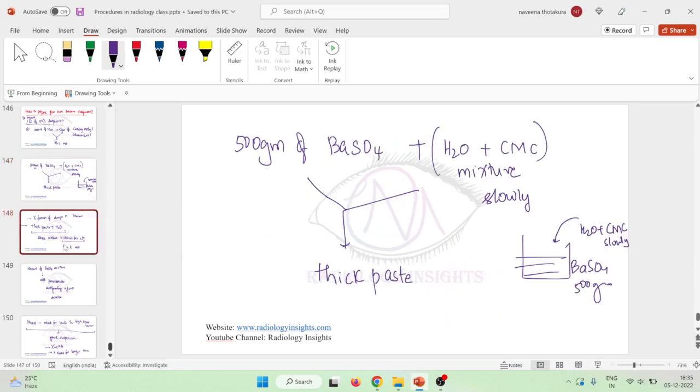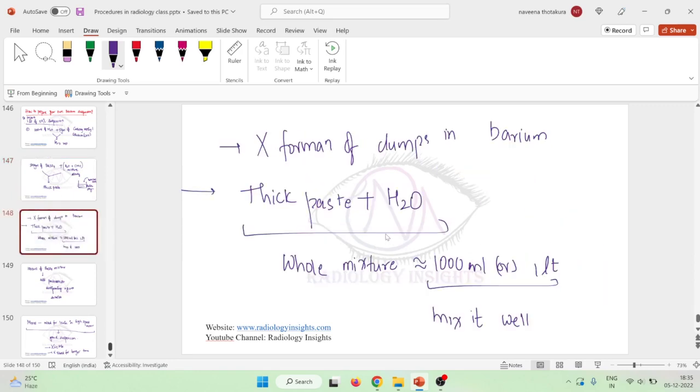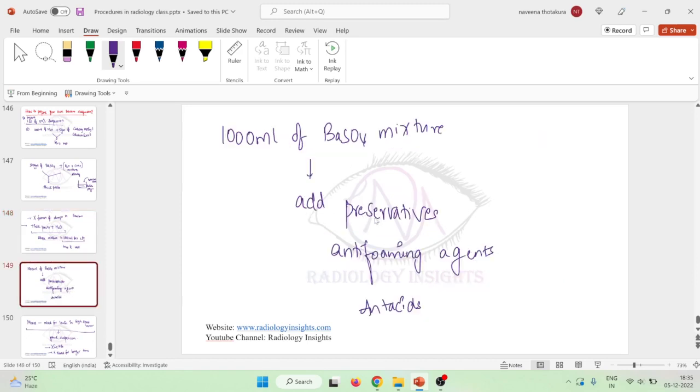Now this thick paste is mixed with an adequate amount of water in such a way that the whole mixture of paste and water becomes 1 liter. Once it becomes 1 liter, you will have to mix it well, and you can add preservatives, anti-foaming agents or antacids to this mixture.